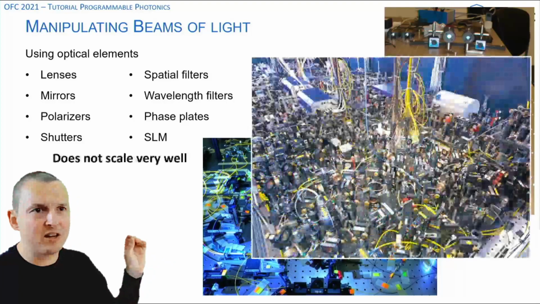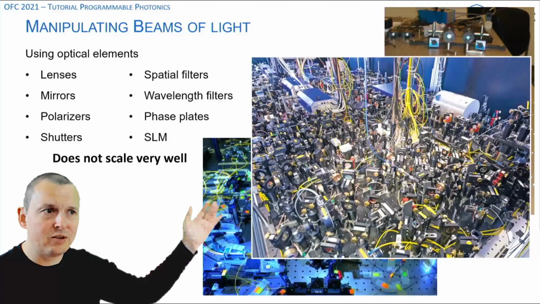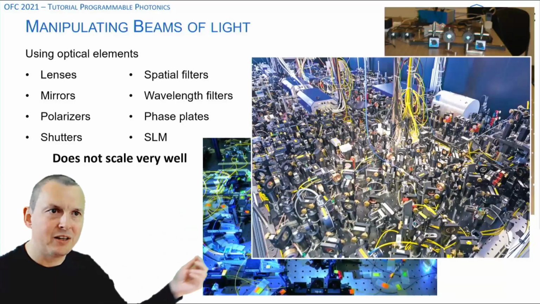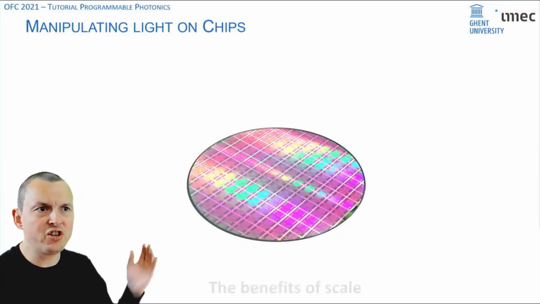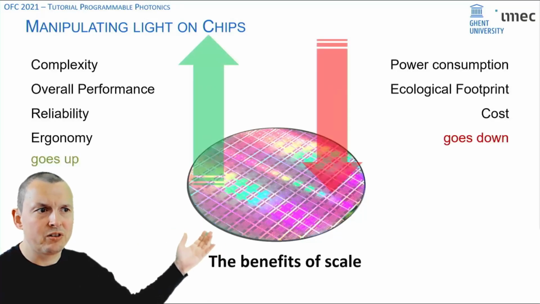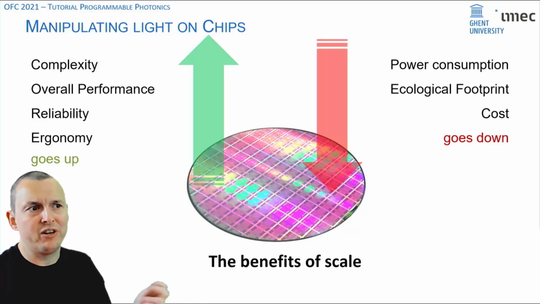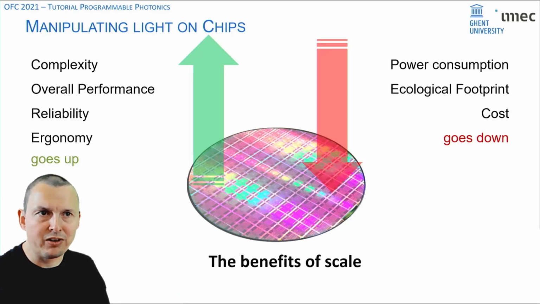Now, if you want to scale this up to really complex functionality, you quickly run out of space. And now the question becomes, can we turn this into a much more compact form factor? And that's where photonic integrated circuits come in. Essentially, we bring light to the surface of a chip. And just like with electronics, photonic integrated circuits give you more complexity, better performance, and better ease of use at a lower power consumption and a lower cost eventually. And so you get all the benefits of scale that you also get from electronics.